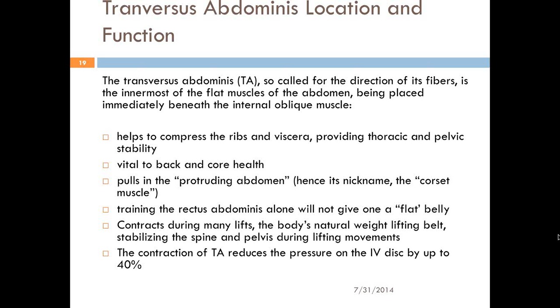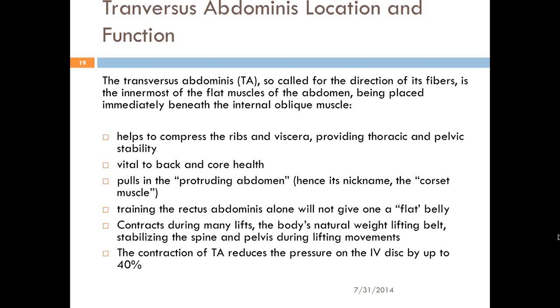Okay, so let's talk about transversus abdominis, location, and function. The TA is called the TA, transversus abdominis, because of the direction of the fibers. These are transverse fibers. It's the innermost of the flat muscles of the abdomen, so it's on the inside of the abdomen. I'll just show you a quick diagram here.